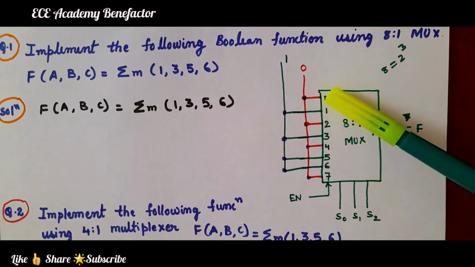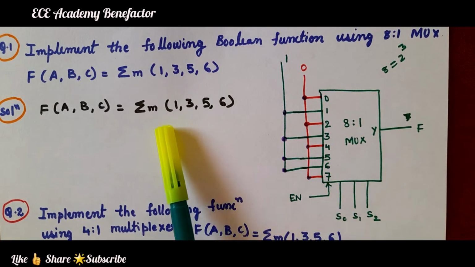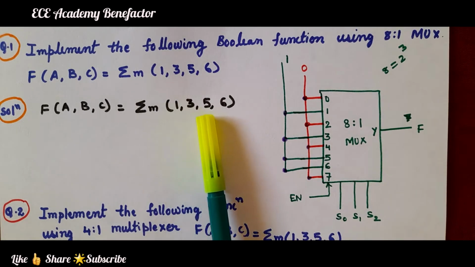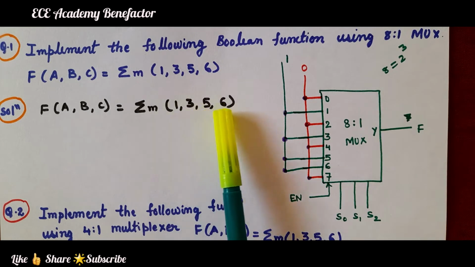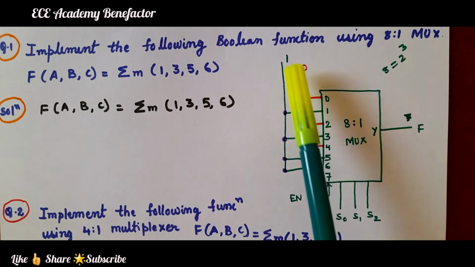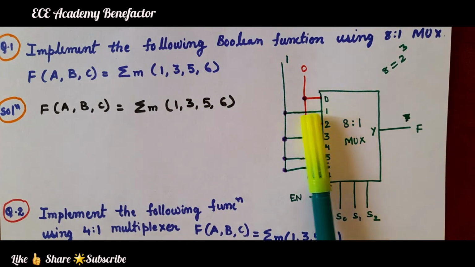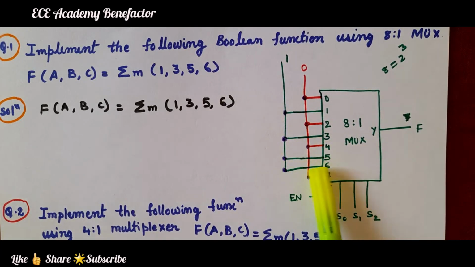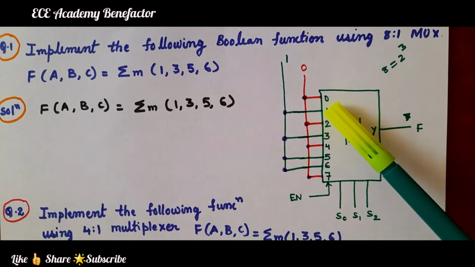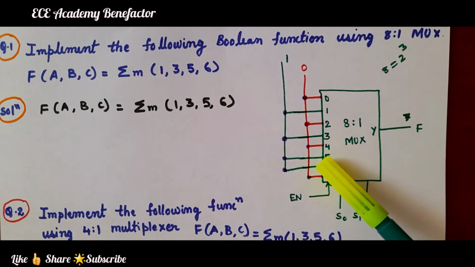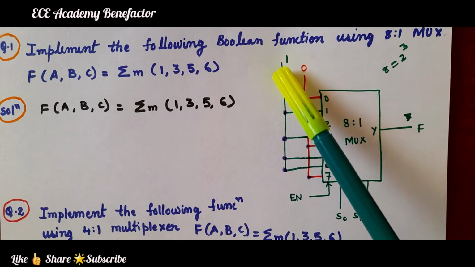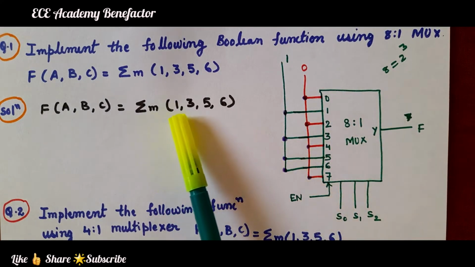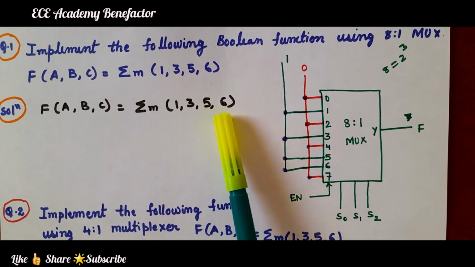Now, at the input, how to connect? So, here the list of minterms is given as 1, 3, 5, 6. Connect 1, 3, 5, 6 to input 1. You see here I have shown it by green line. 1, 3, 5, 6 are connected to this green line, which means connected to one input. So, the given list of minterms are connected to 1.